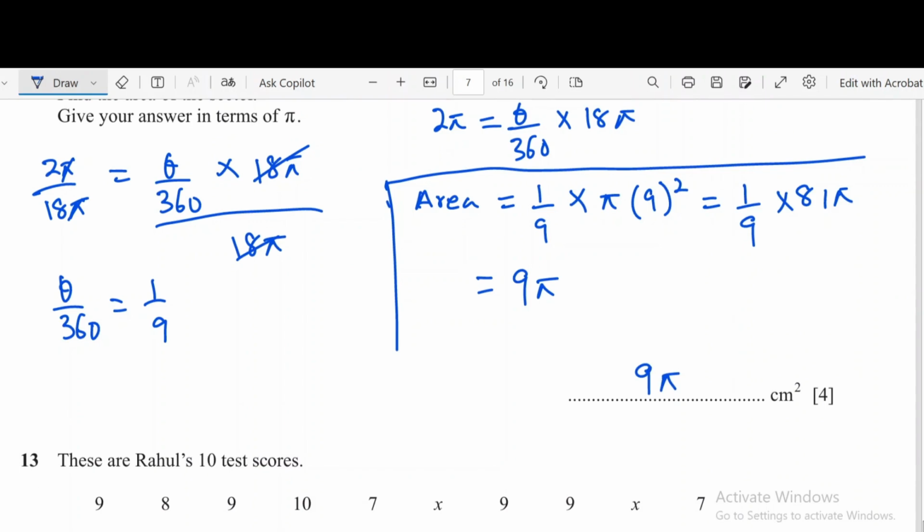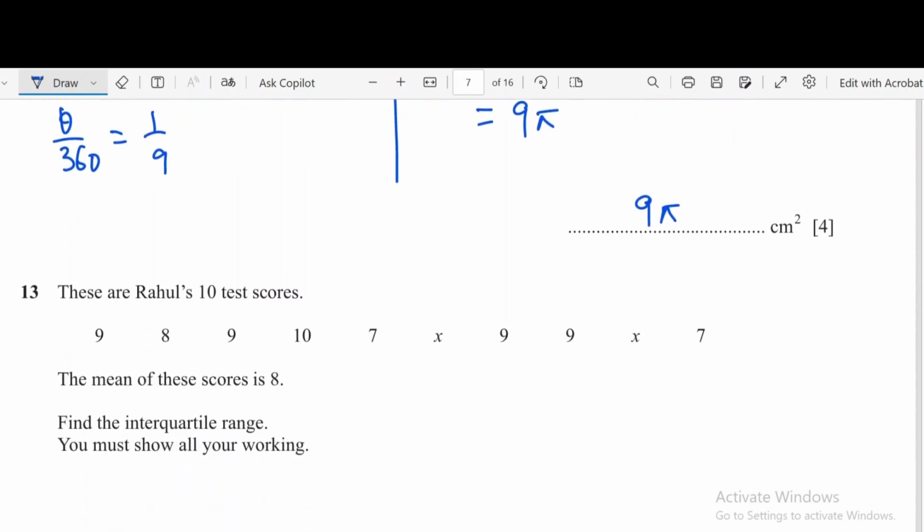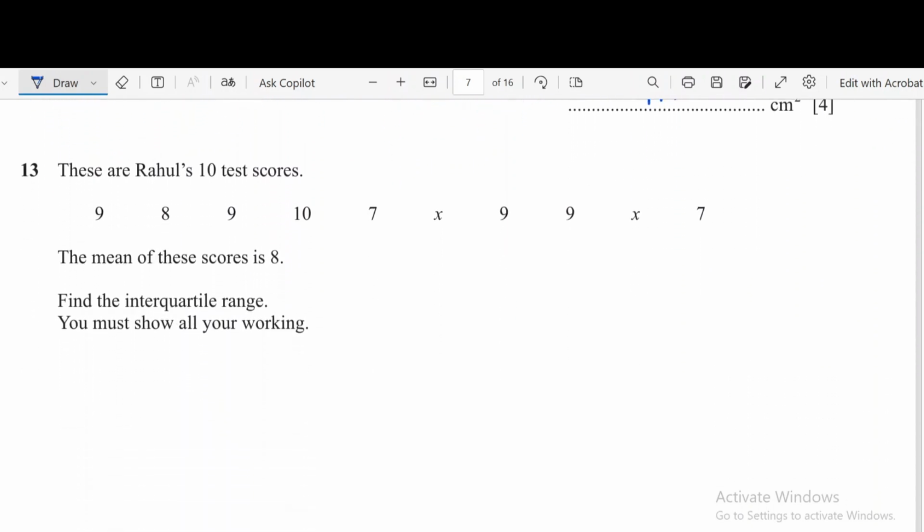Okay, we are moving now to the last question, and that's question number 10. These are Raoul's 10 test scores, and they are all lined up. And the mean of these test scores is 8. We want to find the interquartile range. First, let's find the value of this S here.